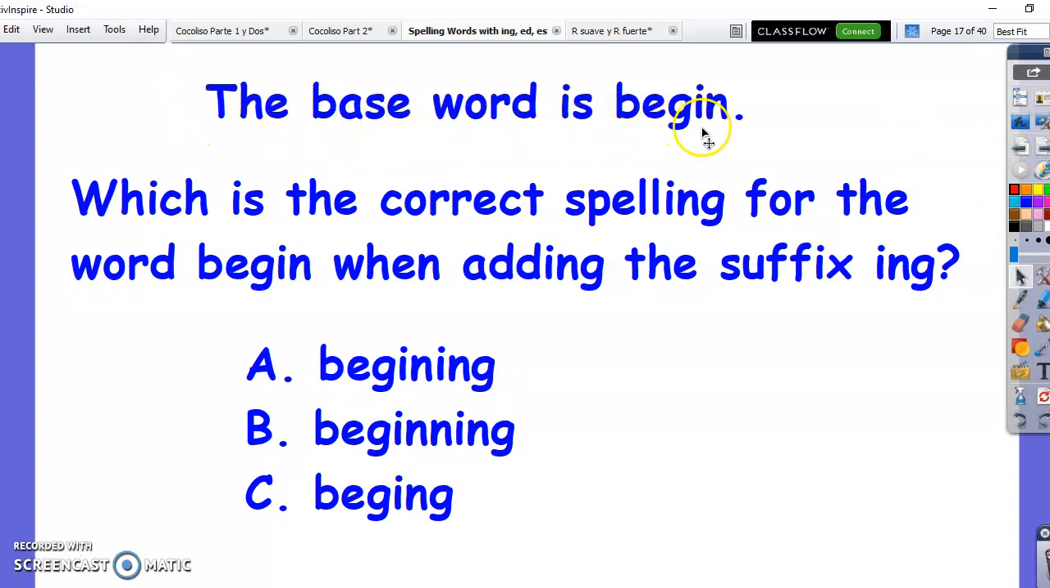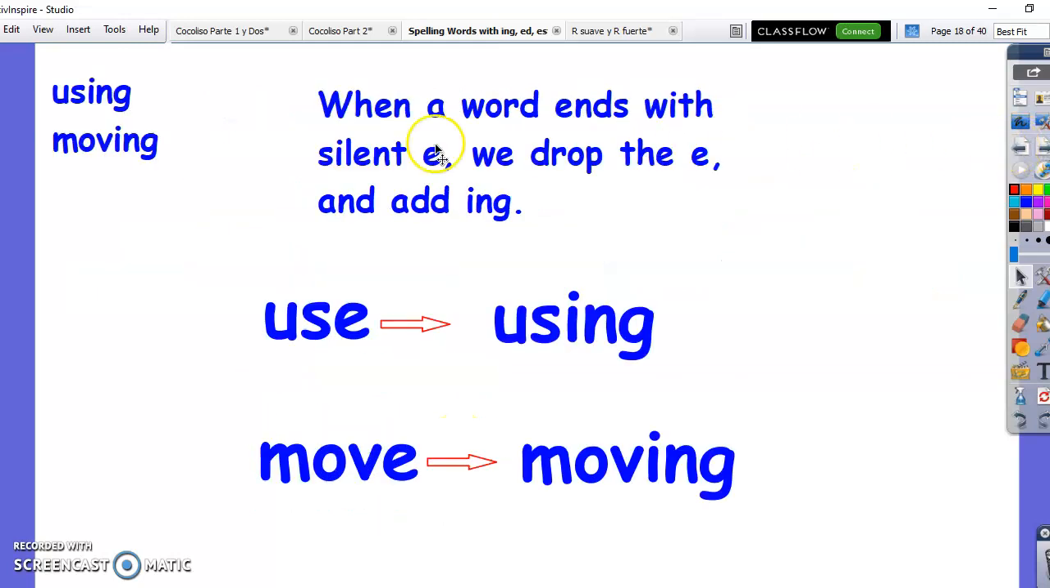Again, here's the base word begin. When I add the suffix ing to it, I need to double the consonant N. And so the correct spelling is B, beginning, with two N's. When I have an E on the end and I'm adding the suffix ing, we have to drop the E and add ing. So the correct spelling for the word using is this. Again, drop the silent E and add ing. The same with move. Drop the silent E, add ing.